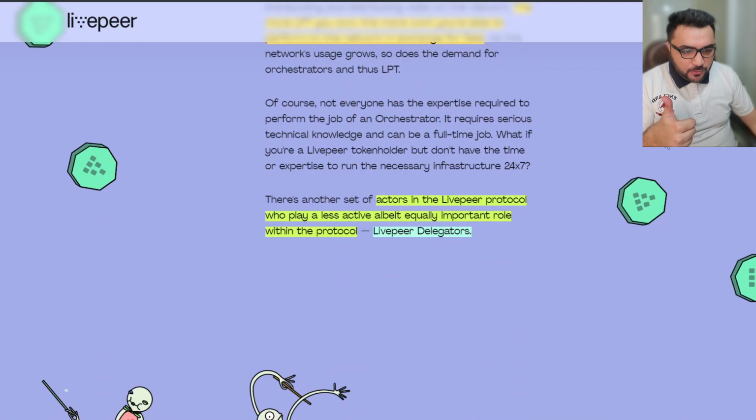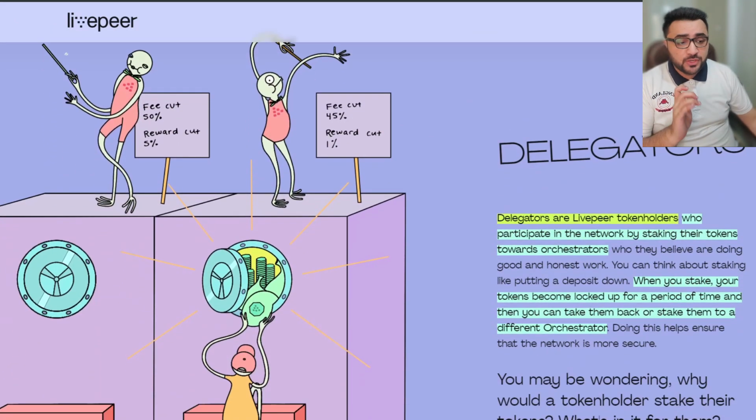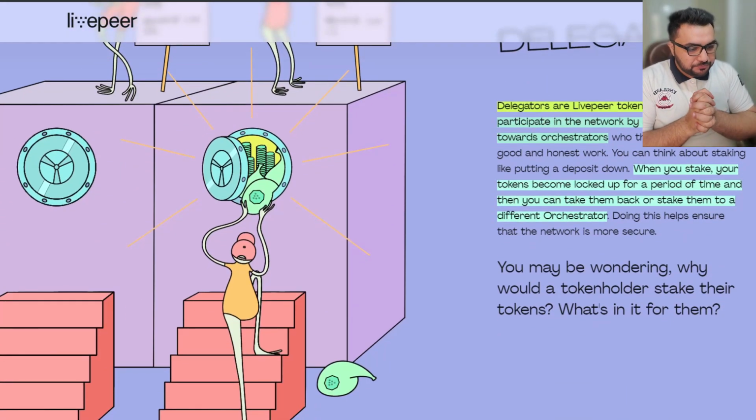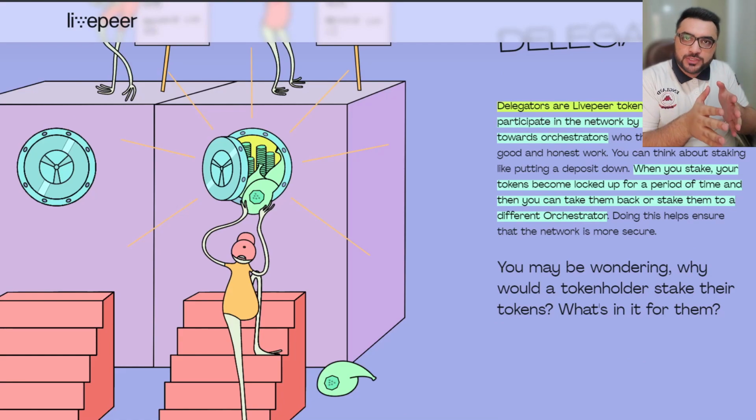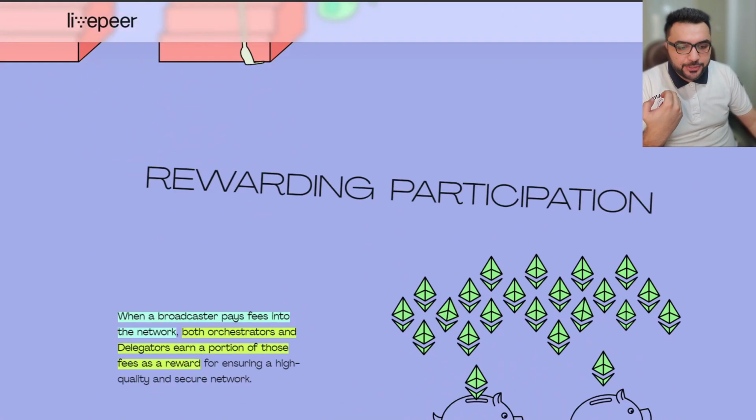All right, so those actors that are less active are called Livepeer delegators, and they're just token holders that will stake their tokens and in return get rewards, right? You have to lock them for some period of time, and then you can take them back or stake them to different orchestrators. So a delegator delegates their tokens to an orchestrator, and then you can change after some time. That's totally the choice of the delegator.